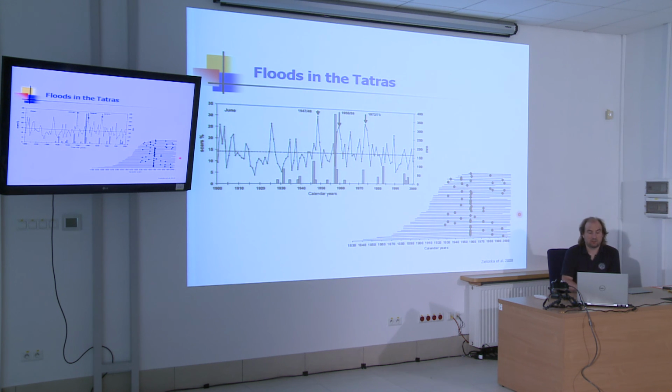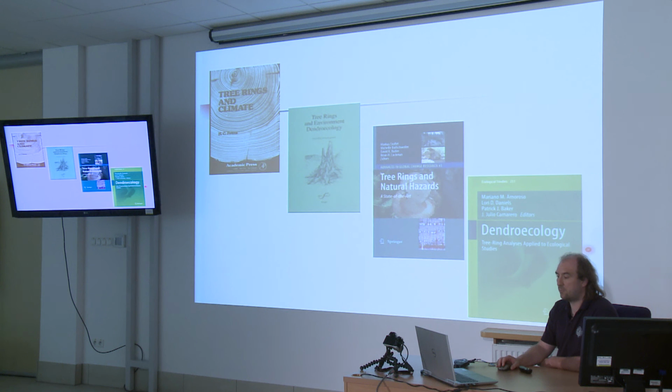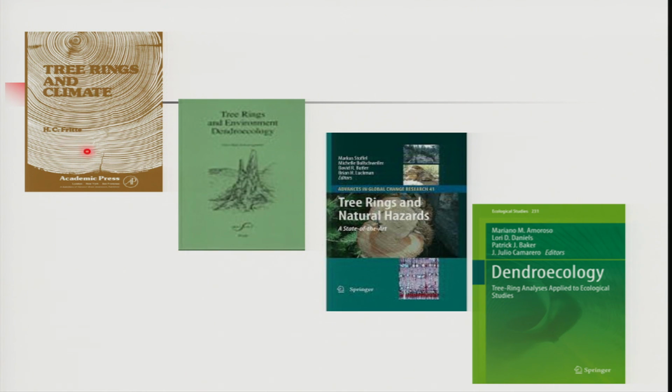So these were the examples, small examples of application of various dendrochronological analysis. If you are interested in more details, just go through the very classic literature like Tree Rings and Climate by Harold Fritts, or Tree Rings and Environment, Dendroecology by Fritz Schweingruber, or more recently published books or articles about these studies.